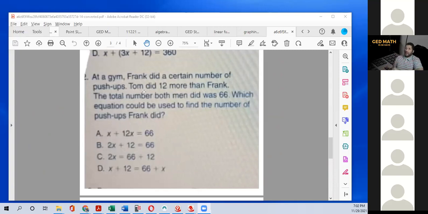At a gym, Frank did a certain number of push-ups. Tom did 12 more than Frank. The total number both men did was 66. Which equation could be used to find the number of push-ups Frank did? What? How do I do this problem? Can somebody help me? What do we know?